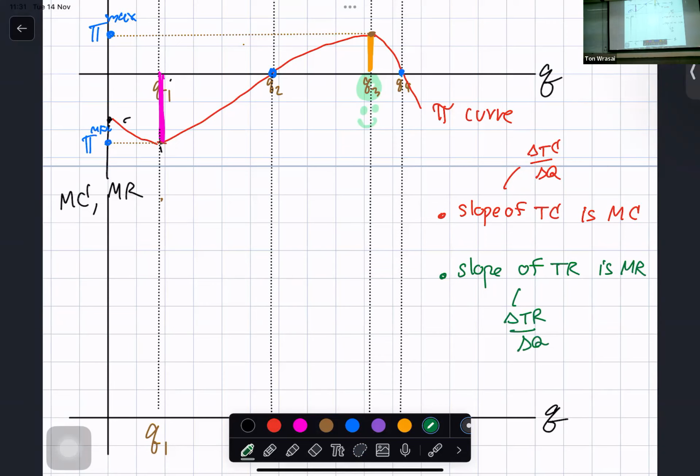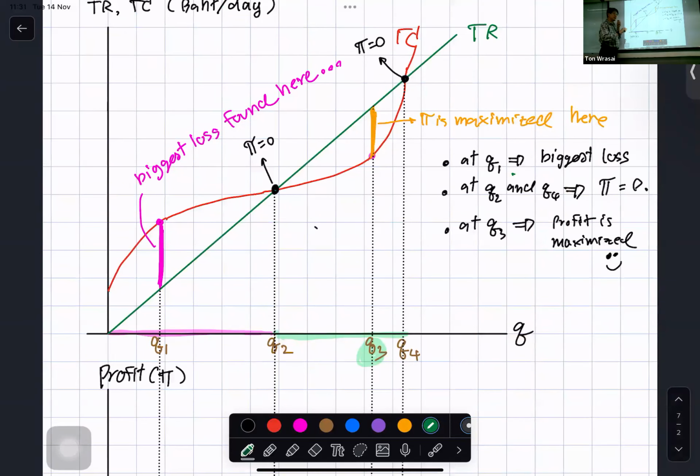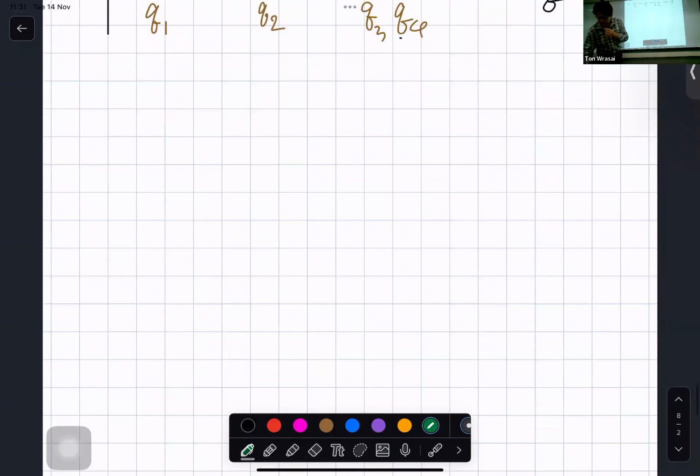Slope of the total cost curve reflects marginal cost. Slope of the total revenue curve on picture 1 reflects marginal revenue. Let's start with the easy one first. Slope of TR. TR has a constant slope, a fixed number. Then MR must be a horizontal curve.